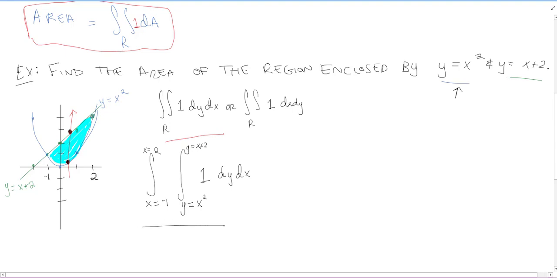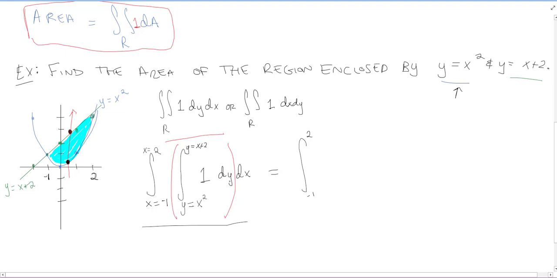So now that we have this setup, that's honestly the most work that we have to do. The hardest part is coming up with this setup. Once we have this, it's not too bad integrating. So we're going to go ahead and do the inside integral. We are going to integrate this first one with respect to y. I'm going to just leave our second one on the outside for now. And then we're integrating with respect to y.